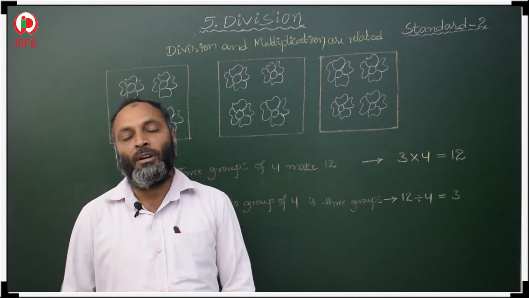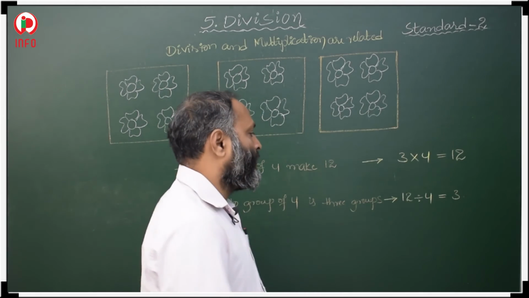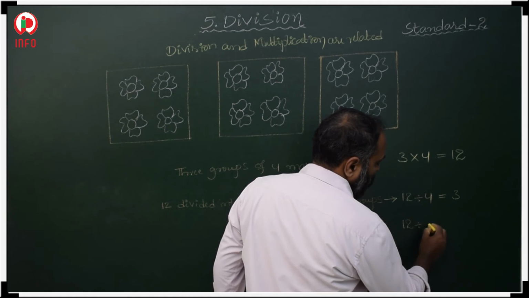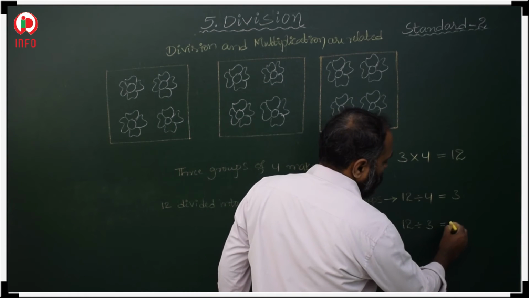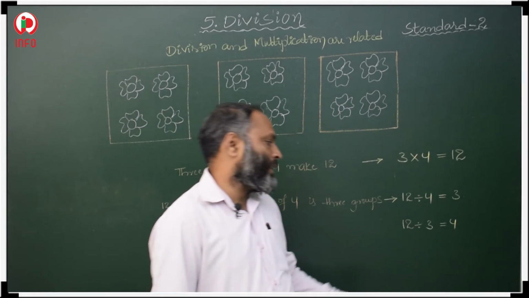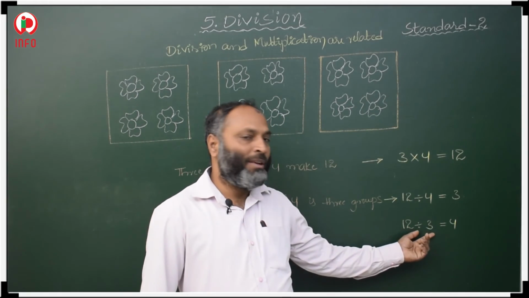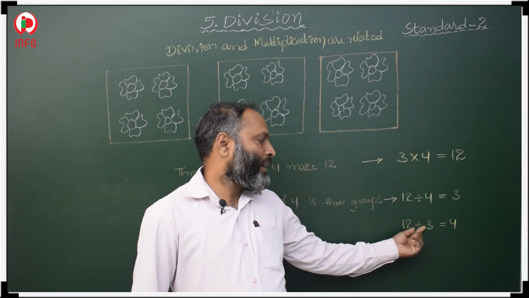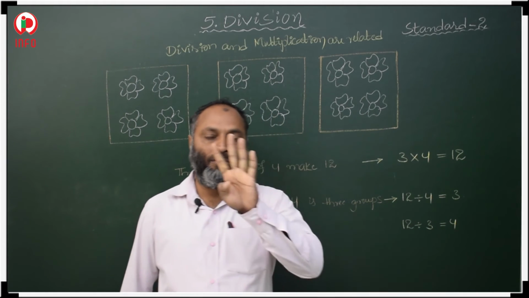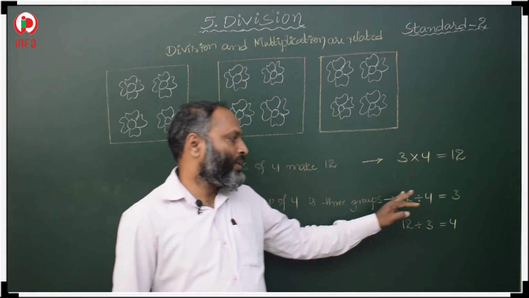This total flowers divided by 4 flowers in each group gives 3 groups. How many groups can we form? 3 groups. In another form, 12, this total of flowers, divided into 3 groups. Then how many flowers are there in each group? 4 flowers are there. So 12 divided by 3 means total flowers divided into 3 groups, and 4 flowers are there in each group.